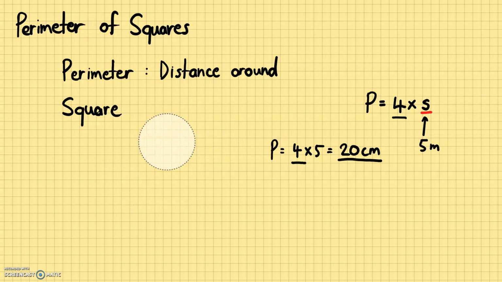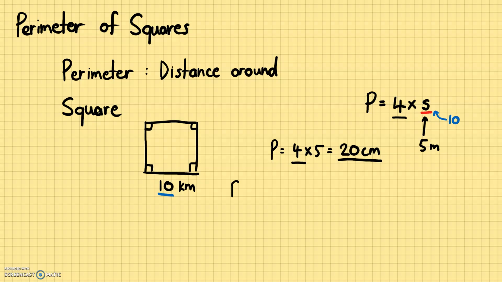Let's do another example here. Let's say we have a square, and one side of the square is 10 kilometers. What would be the perimeter of this square? In this case, the side is 10, right? So to get the perimeter, you do 4 times 10. Okay, we're just using that formula. You can do it this way. Using the formula, 4 times 10, you get 40 kilometers.